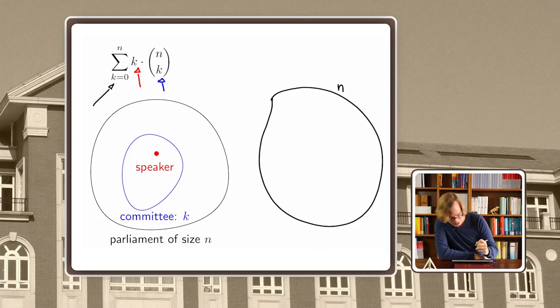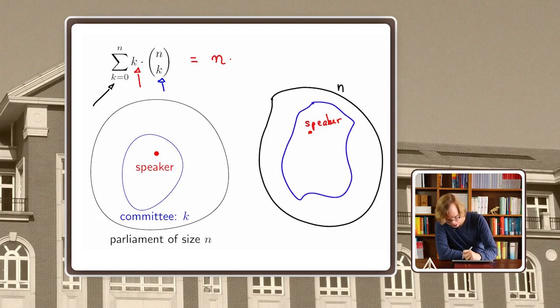Alright, so now we can actually write that down in a more compact form by inverting our selection of committee and speaker. So again, we have a parliament of size n, but now what we do is we select the speaker first. So we have n choices to select the speaker, and once we have selected the speaker, we have to select the committee. And in order to select the committee, we have to decide for each member of parliament whether we put them into the committee or not.